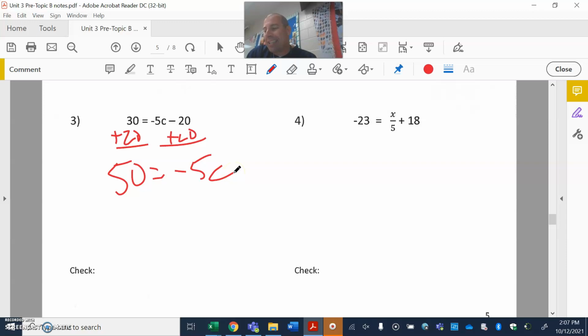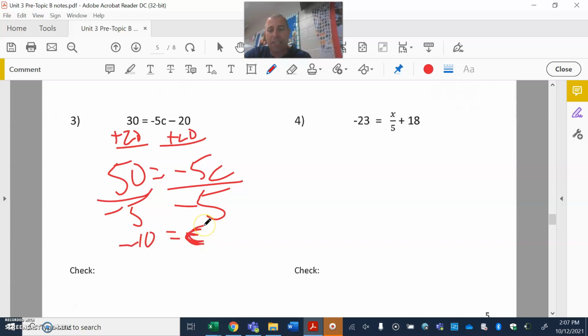Again, they're additive inverses. Negative 20 plus 20 gives me a 0. That's why we spend that time with those inverses, those opposites. All right, so divide both sides by negative 5 because I was multiplying by a negative 5. 50 divided by negative 5 is negative 10. And that gives me a c on this side here. Ooh, just a c. Check.